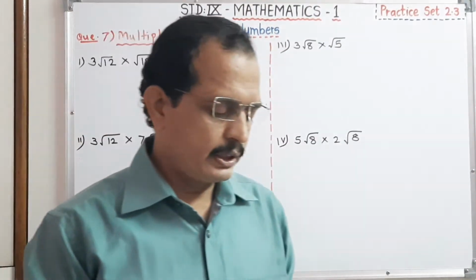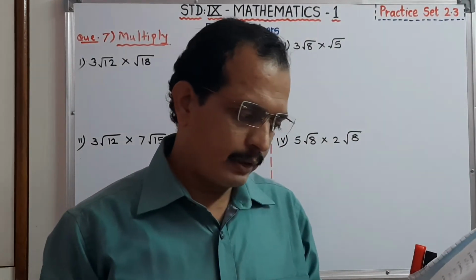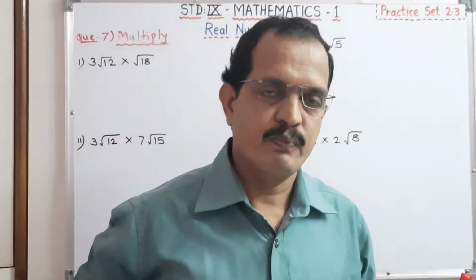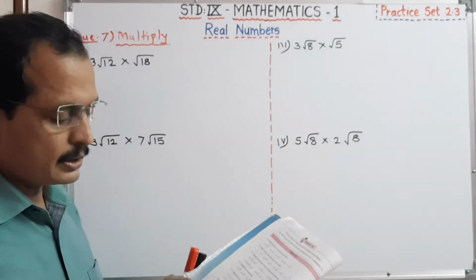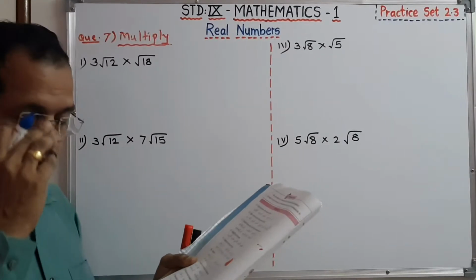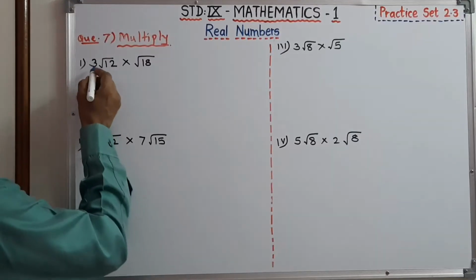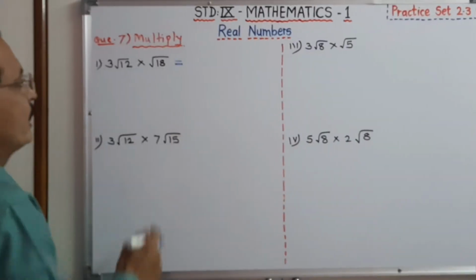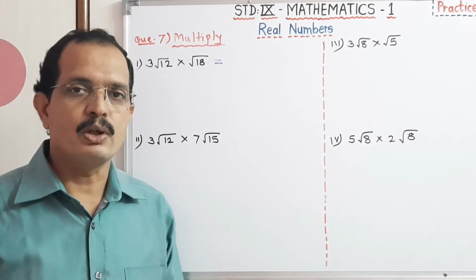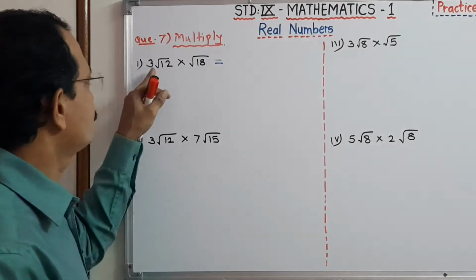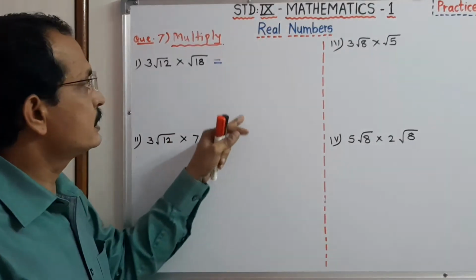Let's start with the next sum, that is question number 7th one. Multiply and write the answer in the simplest form. We have to do the multiplication of the surds and we have to write the answer in the simplest form. For that purpose, see, the first question is given 3 root 12 into root 18. Dear student, we have to see the order. Order is 2 and here also the order is 2. We have to write the answer in a simple form.